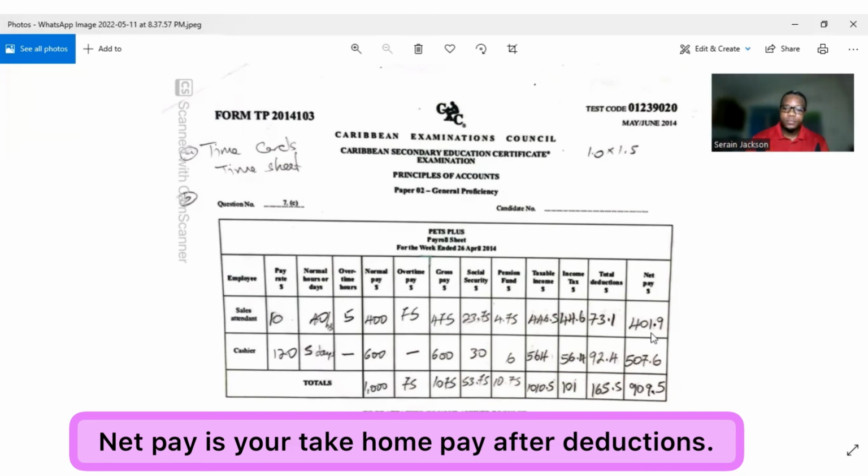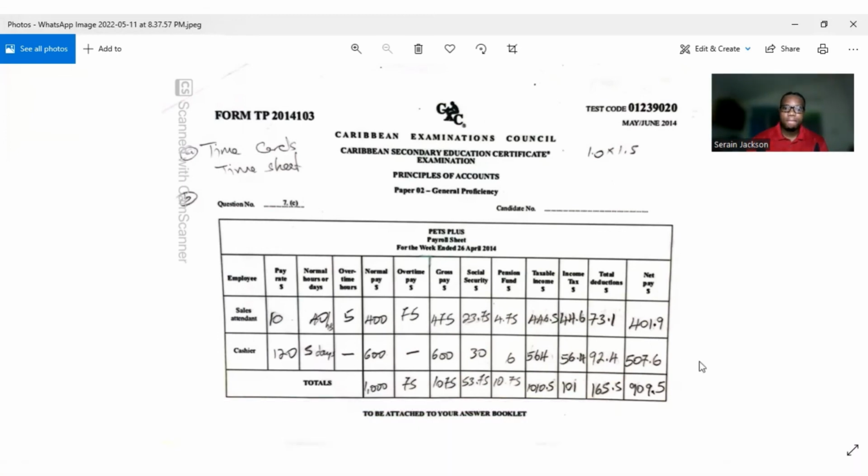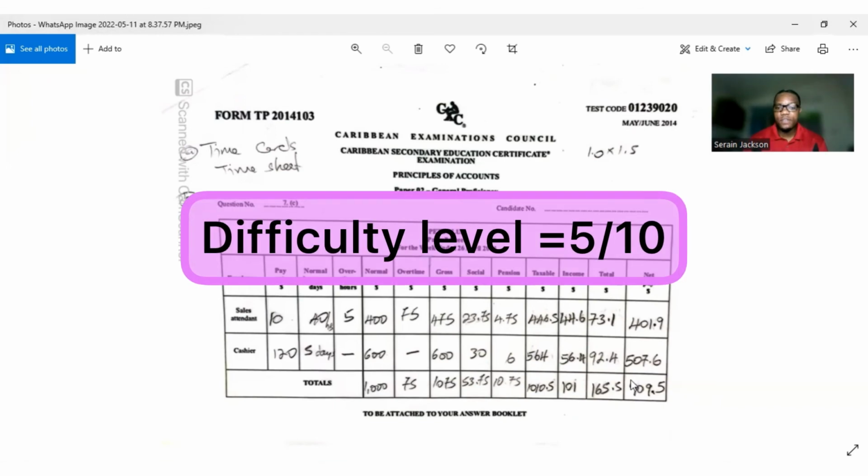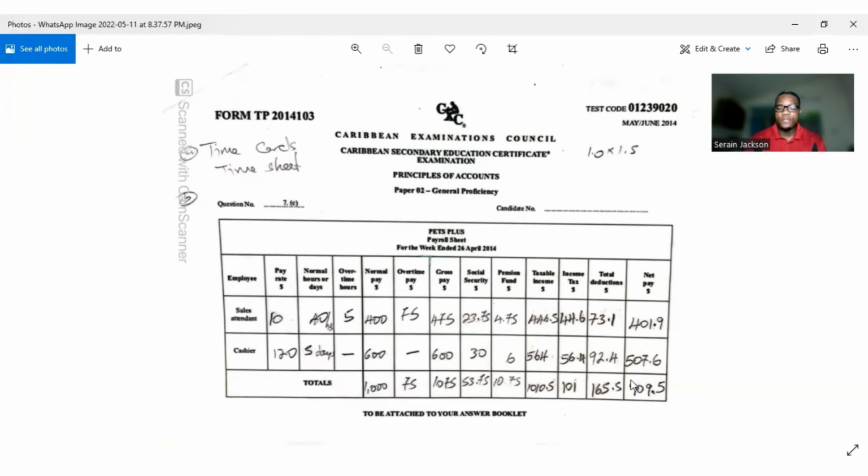All right. So this is it, and this is how you do a payroll. And this is 20 marks. Difficulty level of this question, I would say, it's pretty simple. It's not difficult. I would say this is a 5, right? The only difficult part of this question is to know what tax deductible means and to know that concept of tax deductible. But apart from that, it's fairly easy.